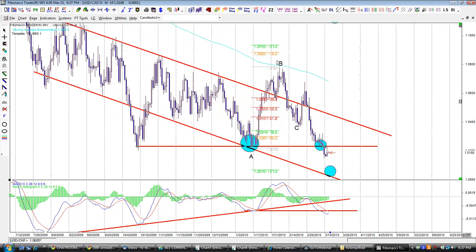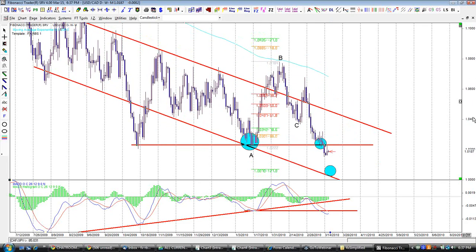This is USD Canadian. We used to be trading in a bearish channel. We still are in the channel. This line presents a very strong support level. A couple of days ago we broke that support level, and we can see the market test the bottom side.